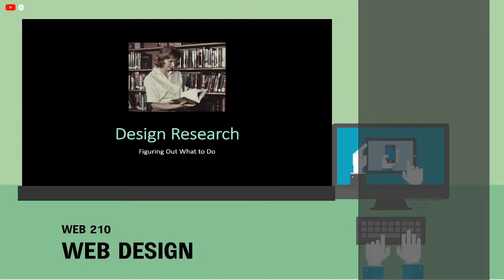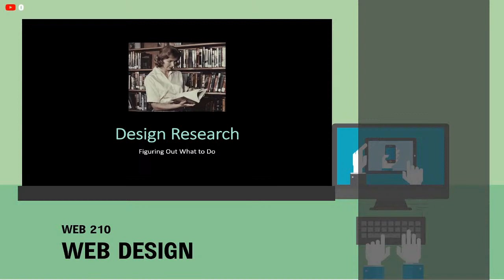So last week we were in Module 1 and we were laying our foundation, doing some Module 1 things as you do. And now this week we're starting to move into that design process. So we're going to start to try to figure out what we need to be doing as web designers when we're approached with a project to design a website. And we start out with research.